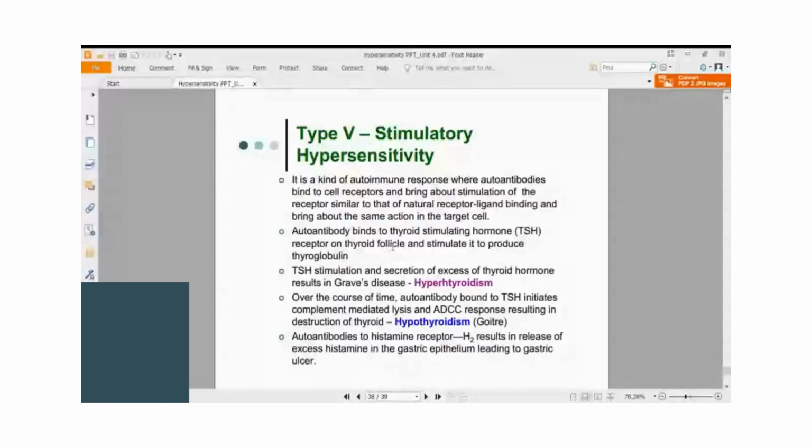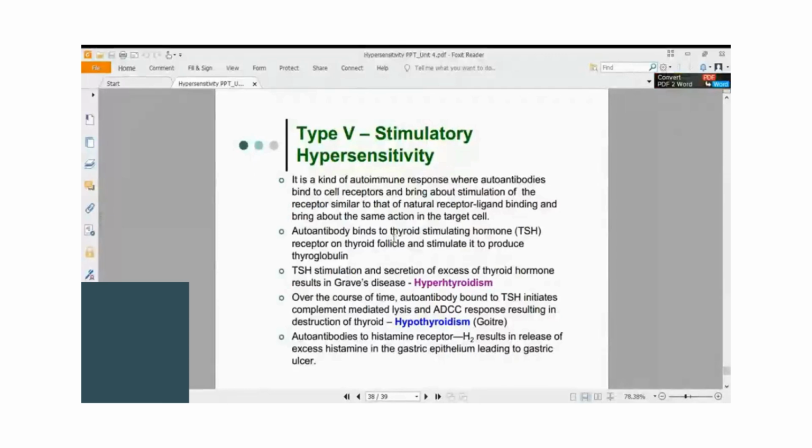Now let us see which is this receptor that is involved. The receptor involved here is called the thyroid stimulating hormone receptor, TSH receptor. This receptor is present on the thyroid follicle cells, and the thyroid stimulating hormone is produced by the anterior pituitary, that is adenohypophysis.